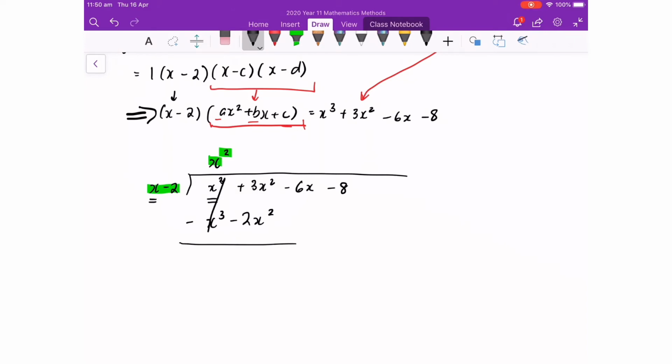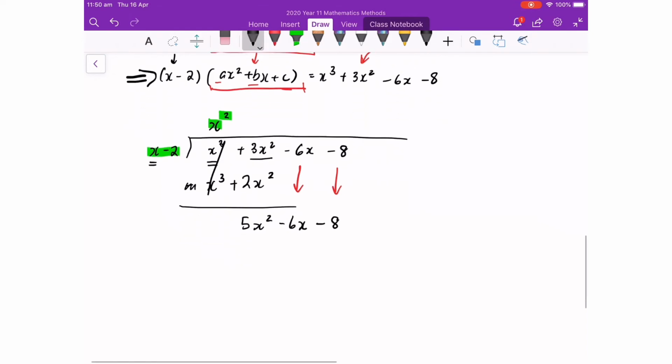So we're going to do 3x squared take negative 2x squared. So the two negatives become a positive, so it becomes a plus. So 3x squared plus 2x squared is 5x squared. Okay, so this is our remainder almost. And similar to a regular long division, we're going to bring these down. So I'm going to have negative 6x take 8.